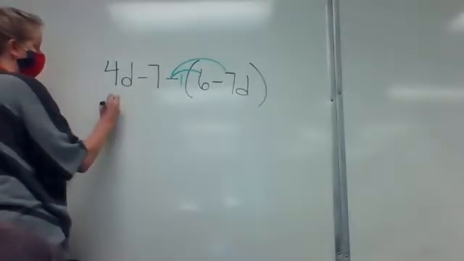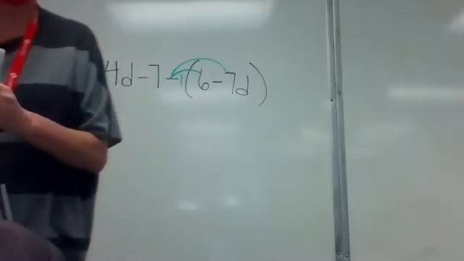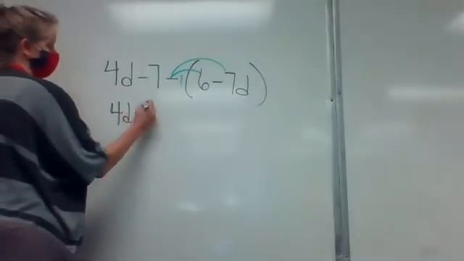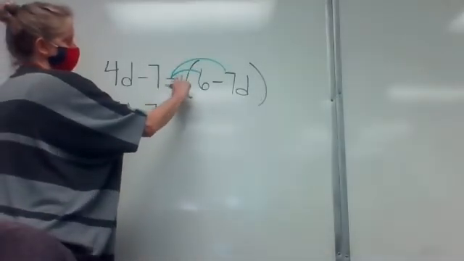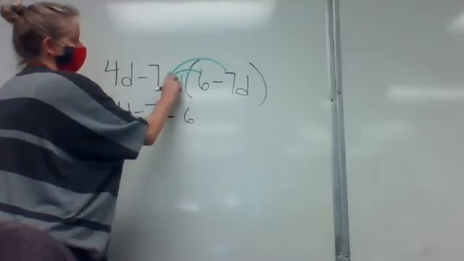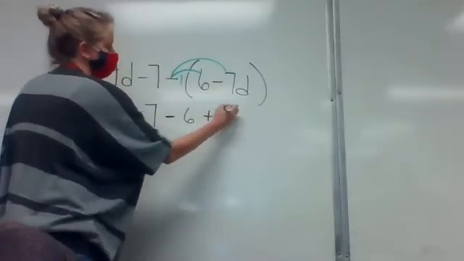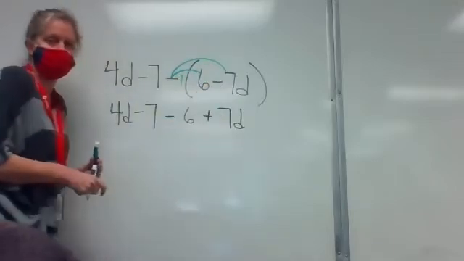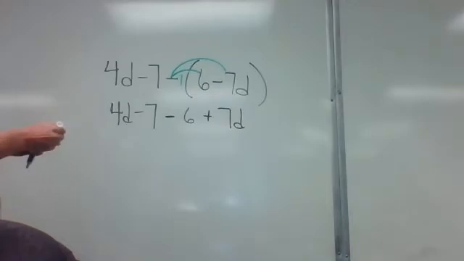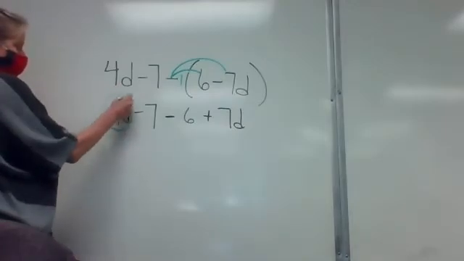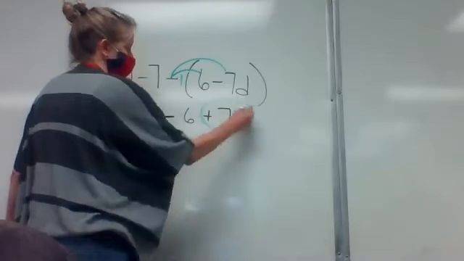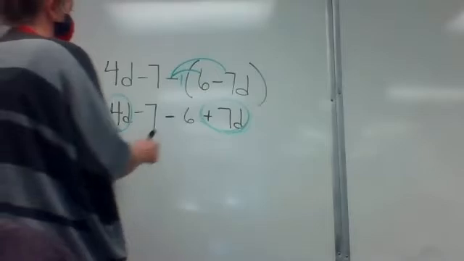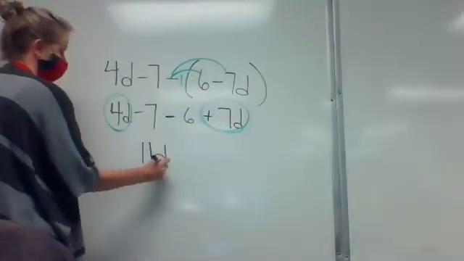This 4D minus 7 comes down. I'm going to distribute this negative 1. So that's going to turn that into a negative 6. It's going to turn this into a positive 7D, right? Because a negative times that negative turns it to positive. So now let's put our eggs in the same basket. This is a D, and this is a D. So there's no reason to write those two terms separately since they're both D's, and I can put them together. 4D and 7D gives me 11D.